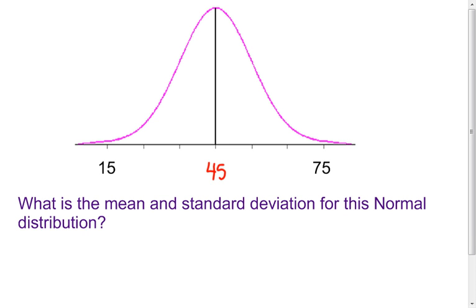Many, many people tell me that the standard deviation is 30. I'm going to just write this down first. Mean is 45, standard deviation. Lots of people want to tell me 30 because they go 45 to 75 is 30. So the standard deviation must be 30.